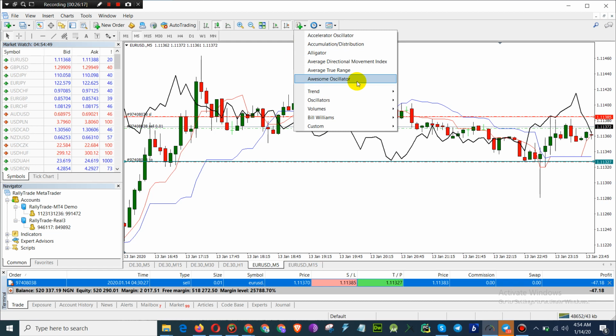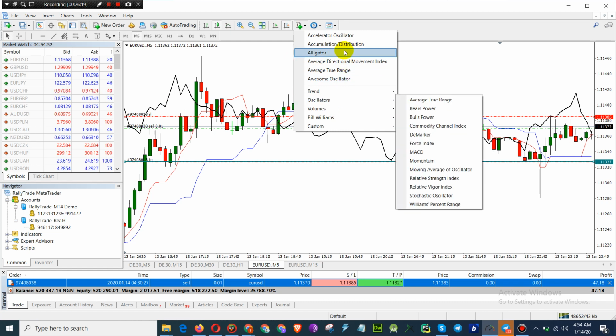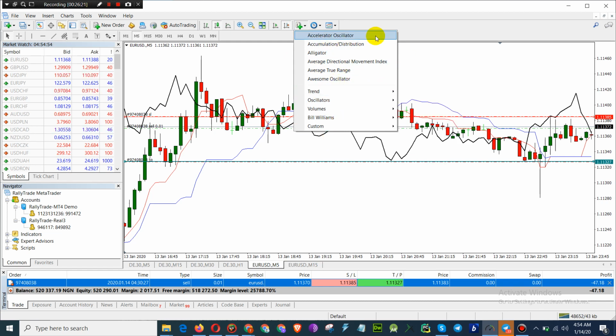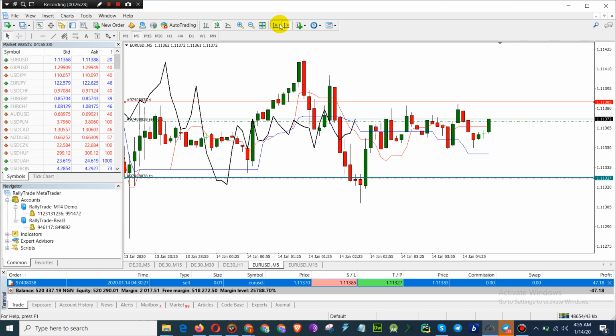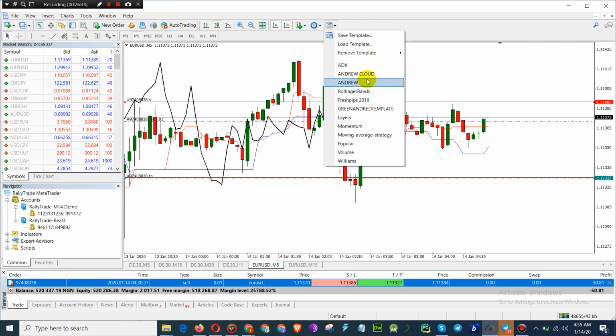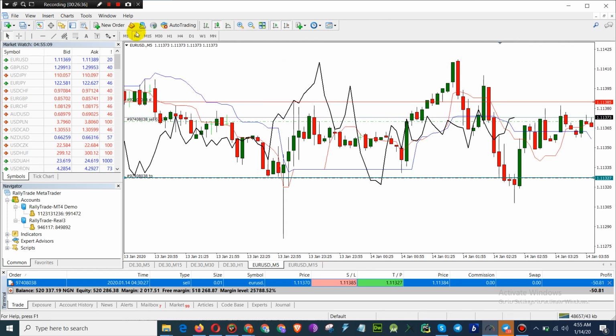Maybe one of the strategies might be using indicators. So I'm going to show you how to use some indicators, because you can't just depend on indicators like that. We don't need this. Of course, this is where you save your template. I told you about it before. We have talked about these. Most of these are not what you need for now. All right, so take note of that.